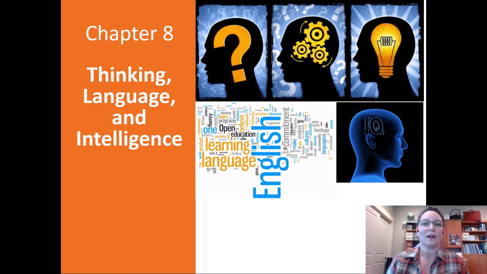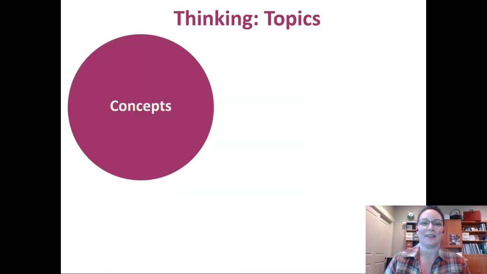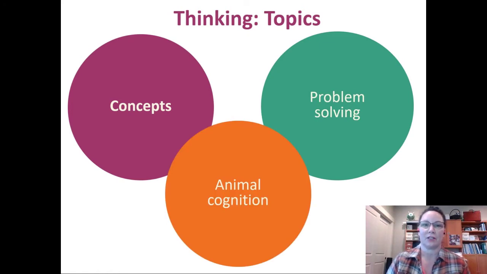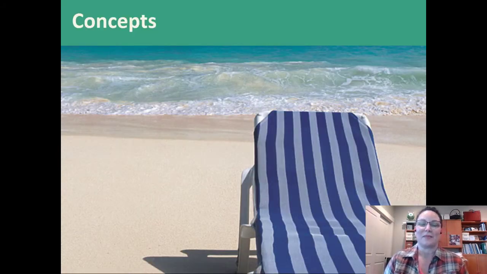Language, we're going to talk about how we use language, how language is composed, stuff like that, a little bit about bilingualism. And then we'll talk about intelligence, how it's measured, how it's defined, how it is transmitted from one generation to the next. Okay, so let's get started with thinking. So the topics we're going to cover in this section of the chapter is concepts, problem solving, and animal cognition. So let's jump in and talk about concepts.